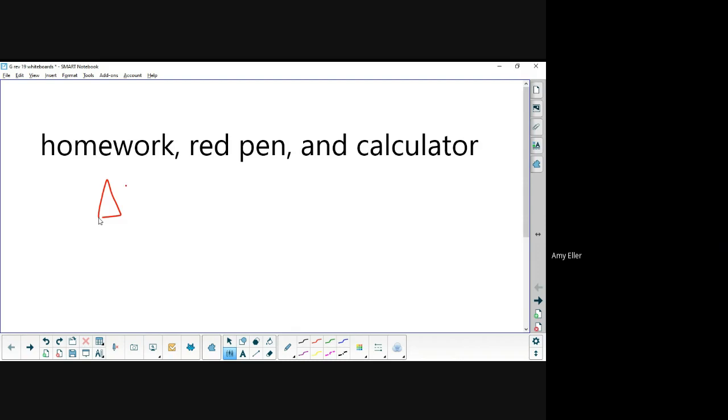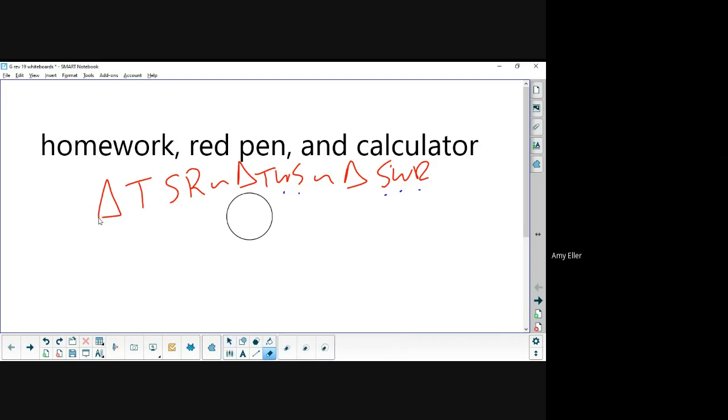My answer for number 2: triangle TSR is similar to triangle TWS, similar to triangle SWR. Let's say instead of having my answer, you have SRT. Then you should have WST, WRS. So find the order and make sure you're consistent, even if it doesn't match exactly the way mine's written.